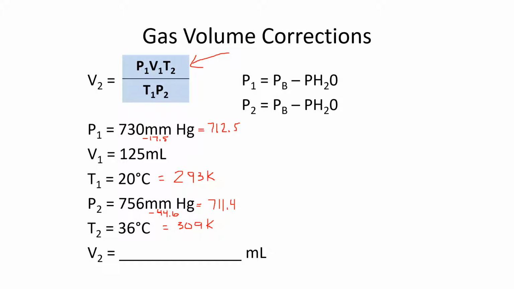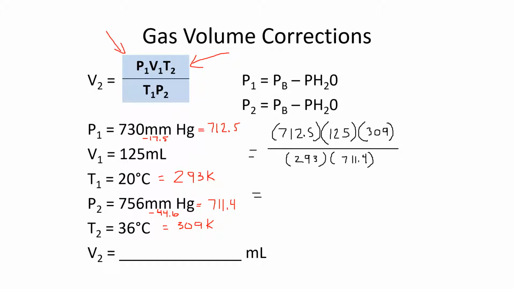Right? So now all we do is plug and chug. We'll use this equation. And for V2, all you gotta do is 712.5 times 125 times 309 divided by 293 divided by 711.4. Should come up with about 132 mLs. So let's see, your pressure went up a little bit, temperature went up a lot more. Okay.